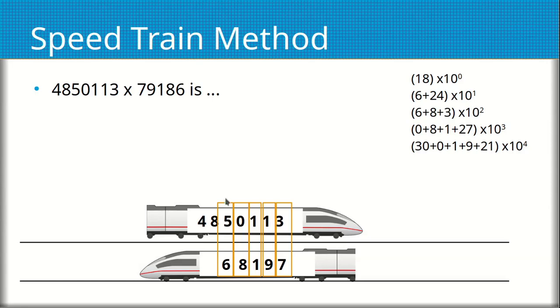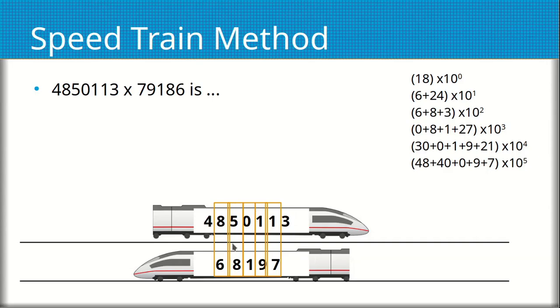Now 5 numbers line up. We put them in here. 5 times 6 is 30. 0 times 8, 0. 1 times 1, 1. 9 times 1 is 9. 3 times 7 is 21. Times 10 to the 4. That's our 10 to the 4 group.